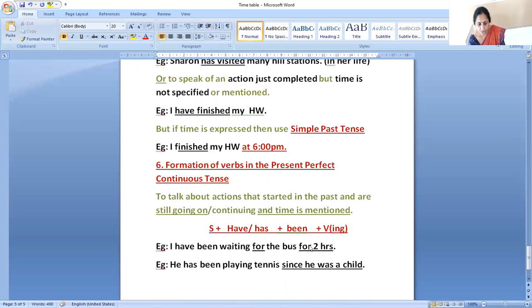So please go through these. We will do some more exercises. It will be much clearer if you do more exercises in this. In the next class, we will discuss some exercises in all these tenses that we have done. And also the remaining 6 we will do in the next round.